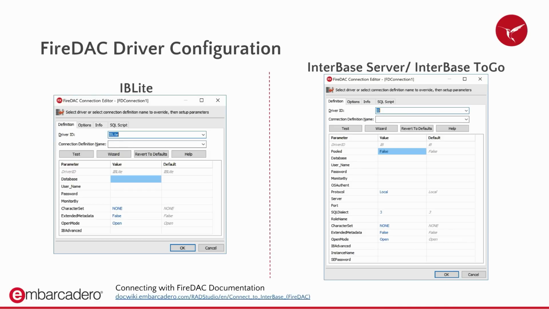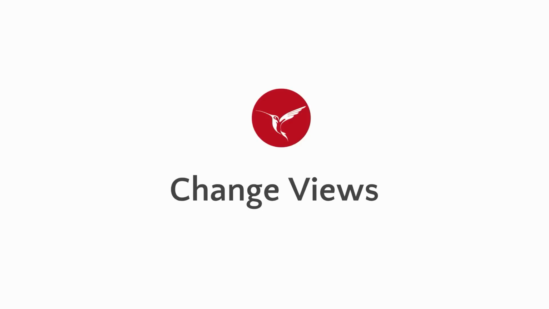When you're using FireDAC, there are two different drivers to use. One is for IB Lite, and the other is for the full InterBase desktop server or IB2Go. Those are the two different option screens you see for it there, depending on which driver you selected, IB Lite versus regular IB. IB Lite, because it has fewer features, has fewer options here for you to use as well.